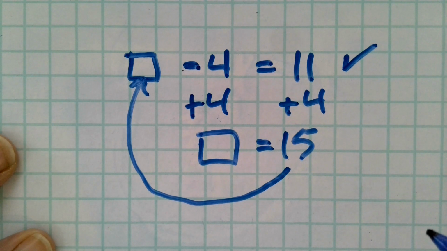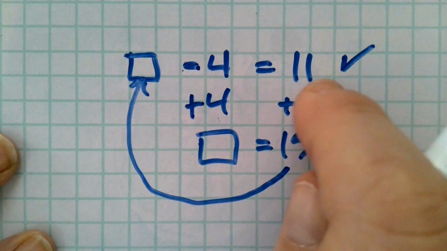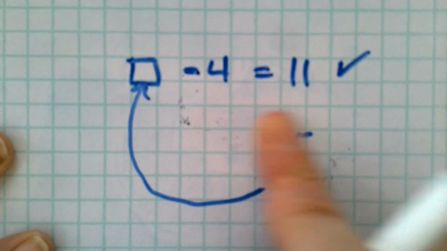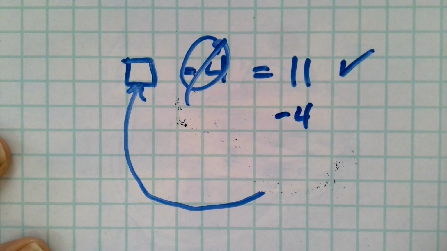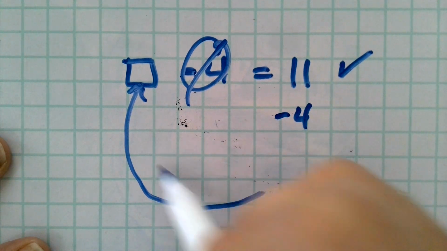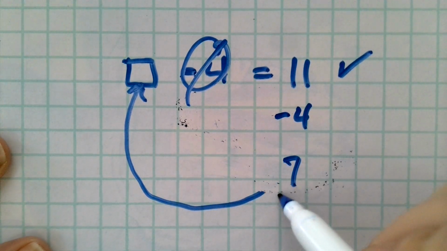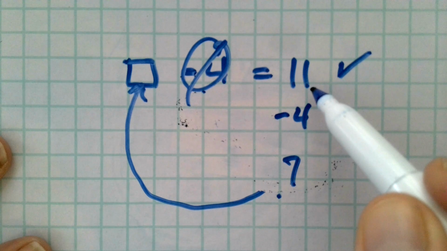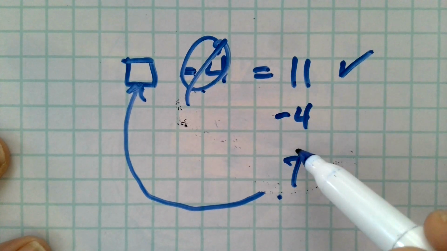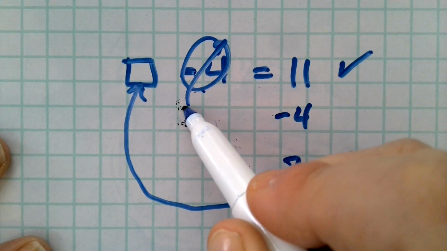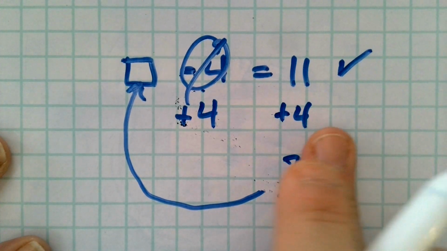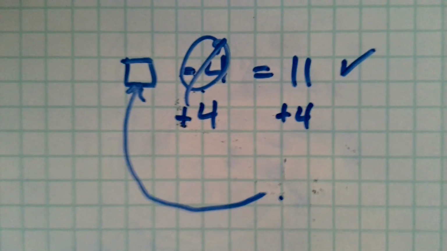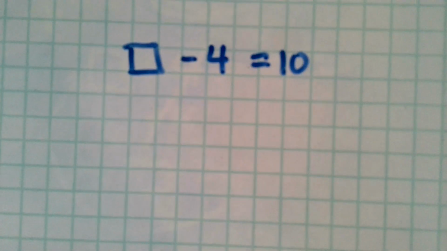What I was seeing happen on the test is that you were instead just subtracting 4 from here and making this one vanish. And then you'd say, my answer is 7. Well, if you do your quick check, 7 minus 4 does not give you 11. So you have to make sure to think about the inverse operation. Instead of subtracting, we're going to add, and whatever you do to one side, you have to do to the other.